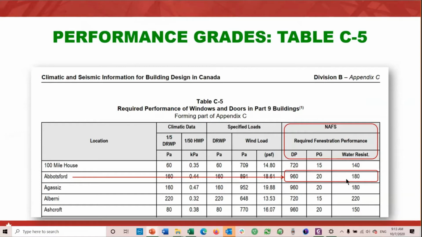So in the example I gave of a door that may have had only a water penetration resistance of 140, you could have used that door in 100 Mile House. Even though it was a limited water door, it would have had enough water penetration resistance to satisfy 100 Mile House. It does not have enough water penetration resistance for Richmond. And so this is where the limited water restrictions would kick in for that limited water door.